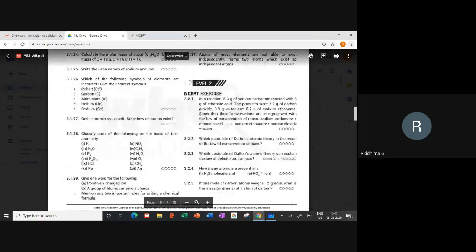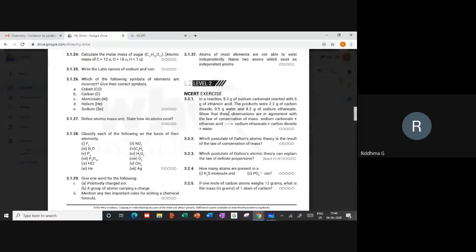Level 2, the first one itself is interesting. In the reaction, 5.3 gram of sodium carbonate reacted with 6 gram of ethanoic acid, and they've given you the products. Show that these observations are in agreement with the law of conservation of mass. We have to add the given quantities as they've given the equation, and then we'll get the answer as 11.3 grams each. Correct. So you'll do LHS, like you add sodium carbonate and ethanoic acid, and you add ethanoate, carbon dioxide, and water separately. Both should be equal.